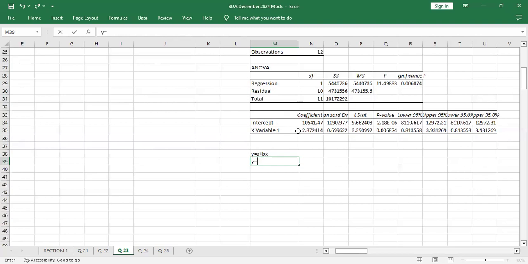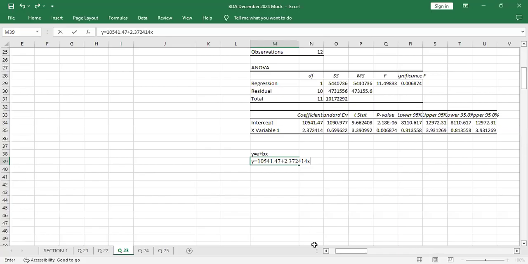So y is equal to 10,541.47. Then you add B. B is x variable 1, so the value of B here is 2.37, 24, 14. Then you say x. So y is equal to 10,541.47 plus 2.37 x.